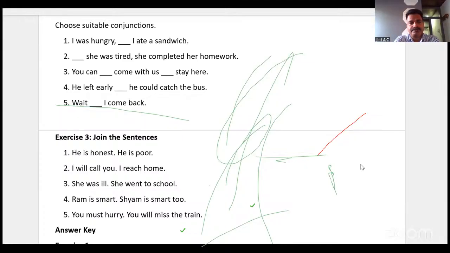Next sentence, please. He was late because he missed the bus.